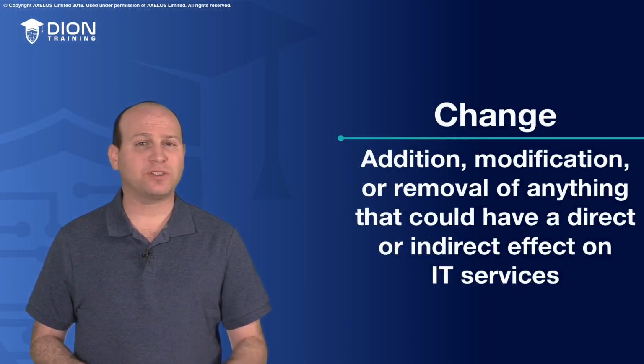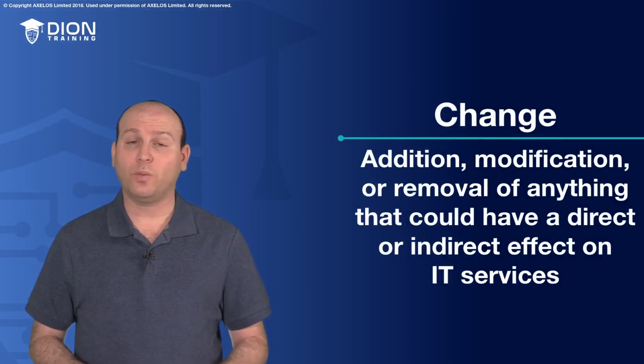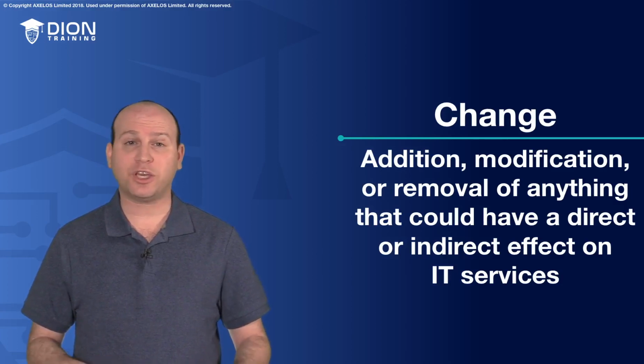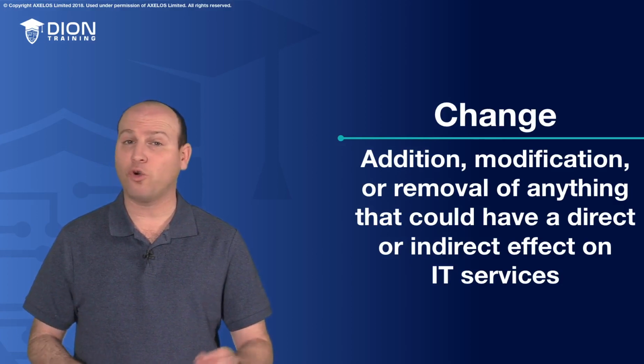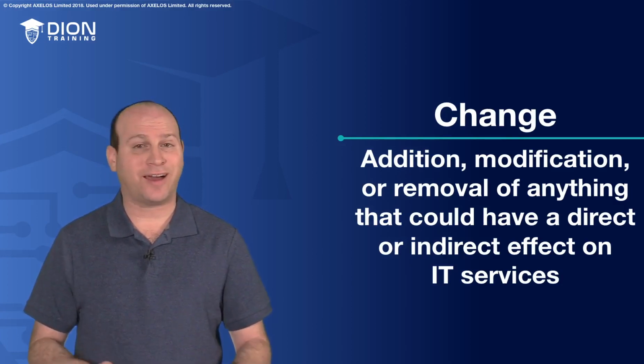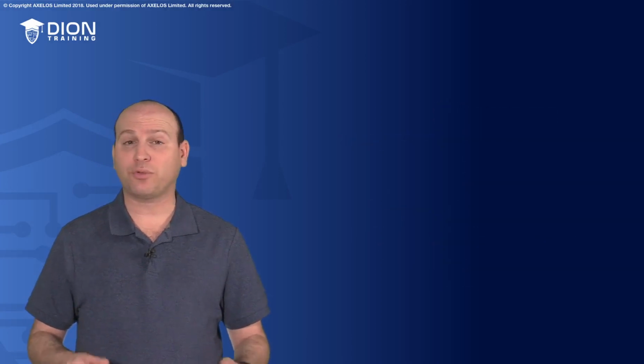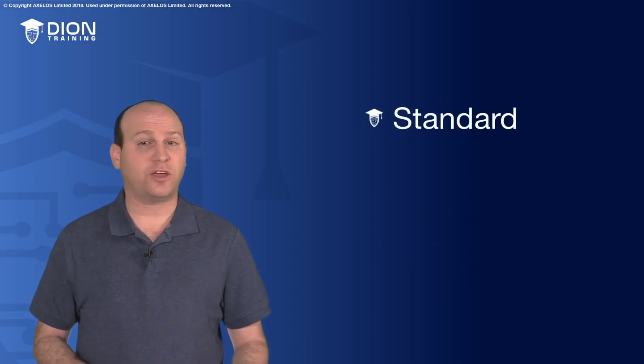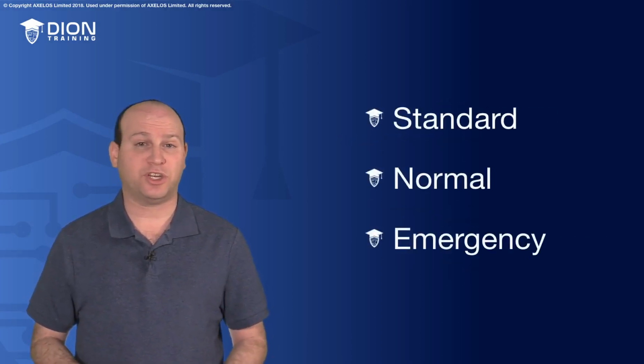Now, I mentioned there were 7 terms that you had to learn definitions of during the study of our practices. Well, here's the first one. It's called a change. Now, a change is the addition, modification, or removal of anything that could have a direct or indirect effect on IT services. There's actually 3 different types of changes. These are standard, normal, and emergency changes.